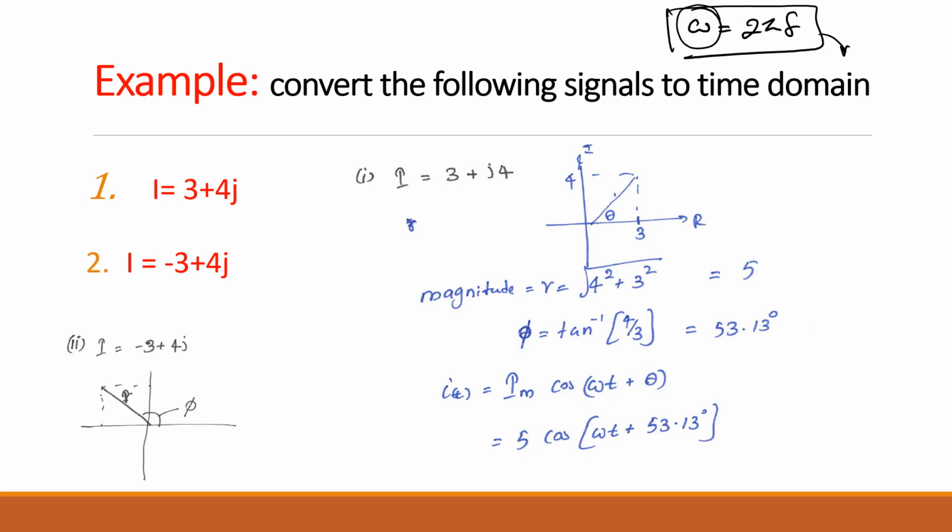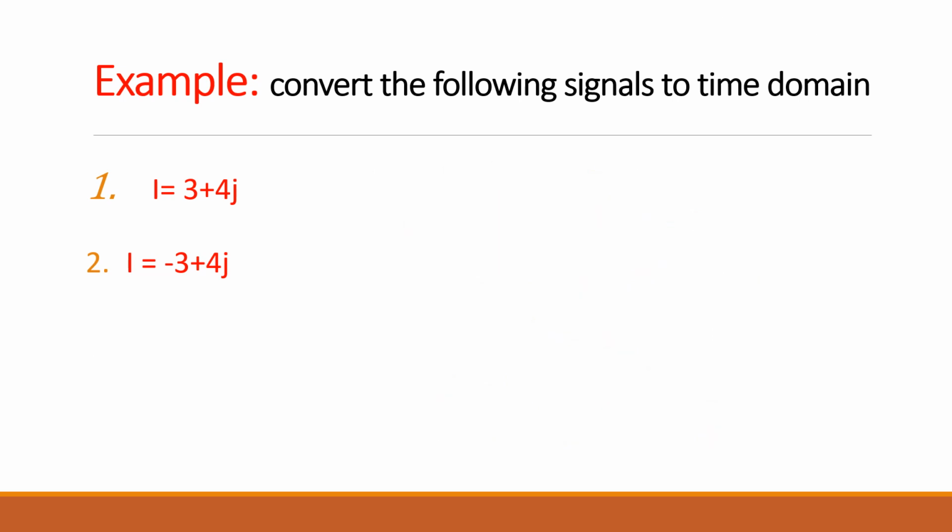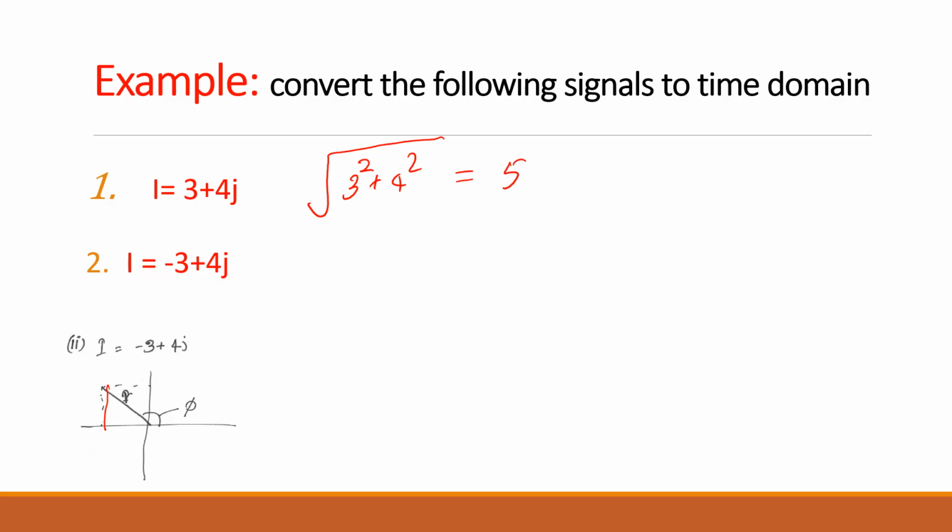Okay, now the second one. It is somewhere here when you plot it. How did you do that? Your x component will be... 3 squared plus 4 squared, square root of it, what did you get for this? 5. So R will be 5. The x component, or the real part, will be negative 5.